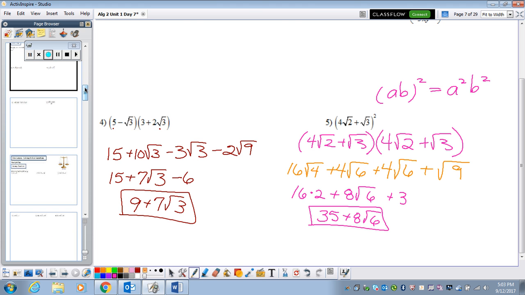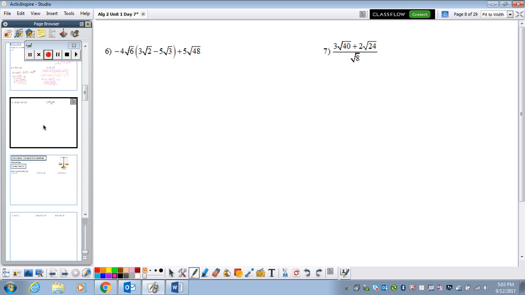Last couple of problems on the warm-up. Number 6.